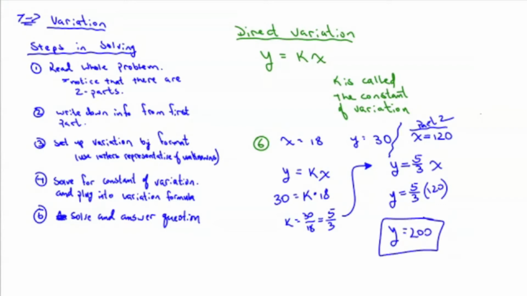And that's it. It's a very simple process. They get a little harder as the format becomes different. They don't tell you what the variables are. For instance, number 10.